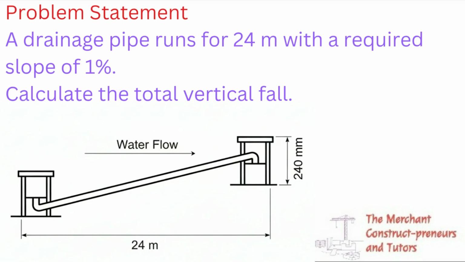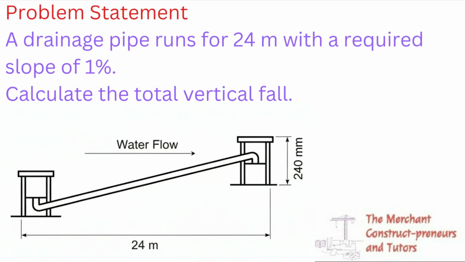Calculate the total vertical fall, just similar to the previous example. So if you didn't get that example, I'm sure you're going to get it from this. So the first one now, this slope has been expressed as a percentage. So we need to convert it back to its raw form of the slope, that is to decimal. Right? So that is the first thing to do. We'll convert it to decimal. So 1% is just 1 over 100. And 1 over 100 is 0.01.